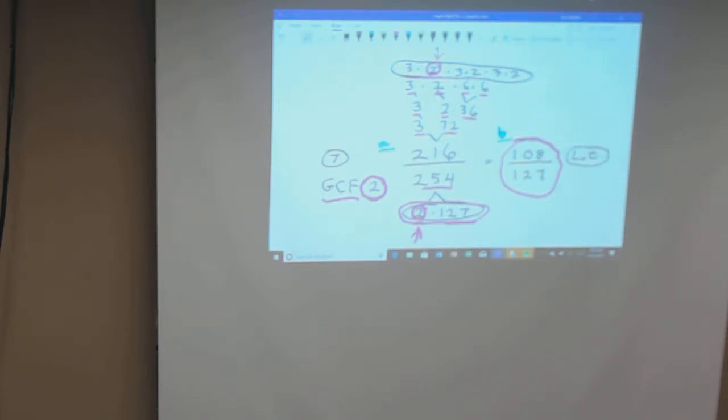216 is 3 and 72, and then 3 and 2 and 36, and then 3 and 2 and 6 and 6.